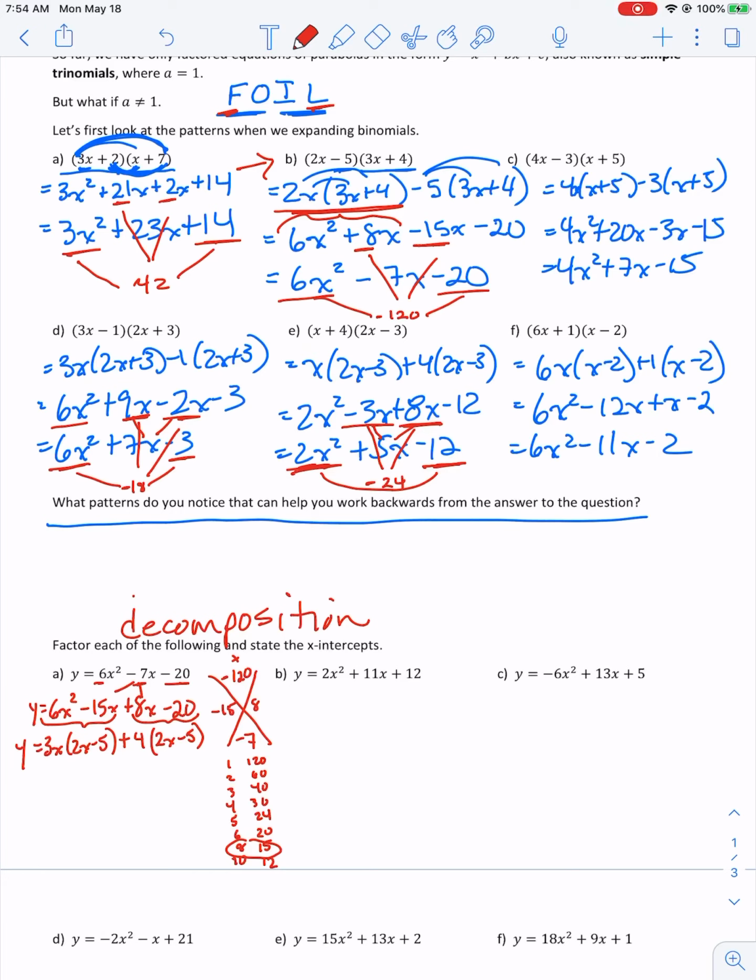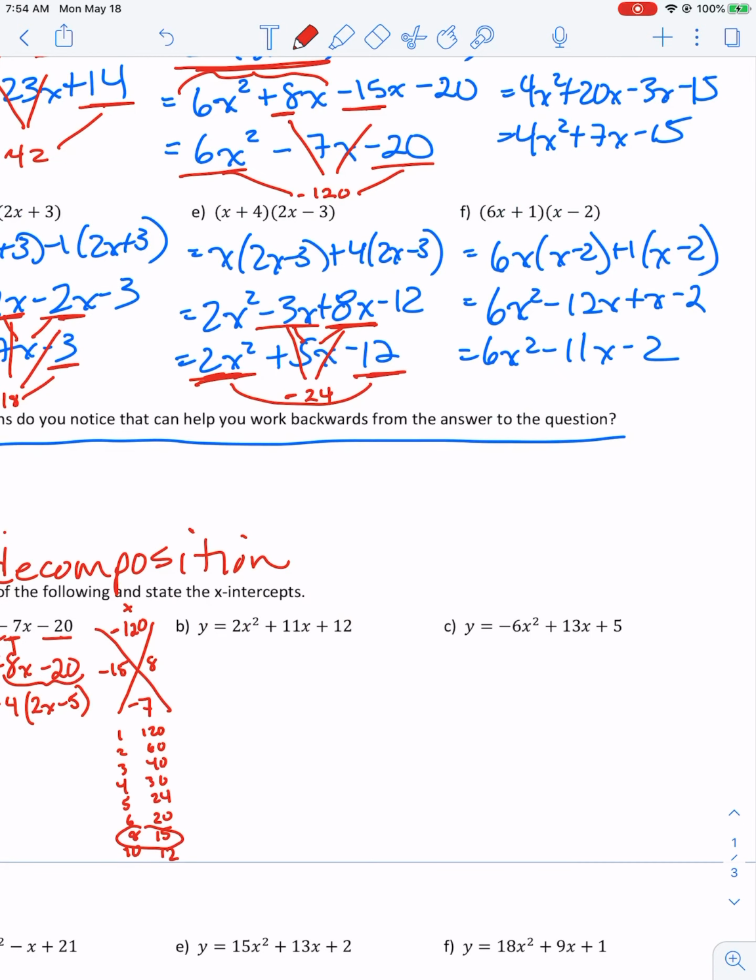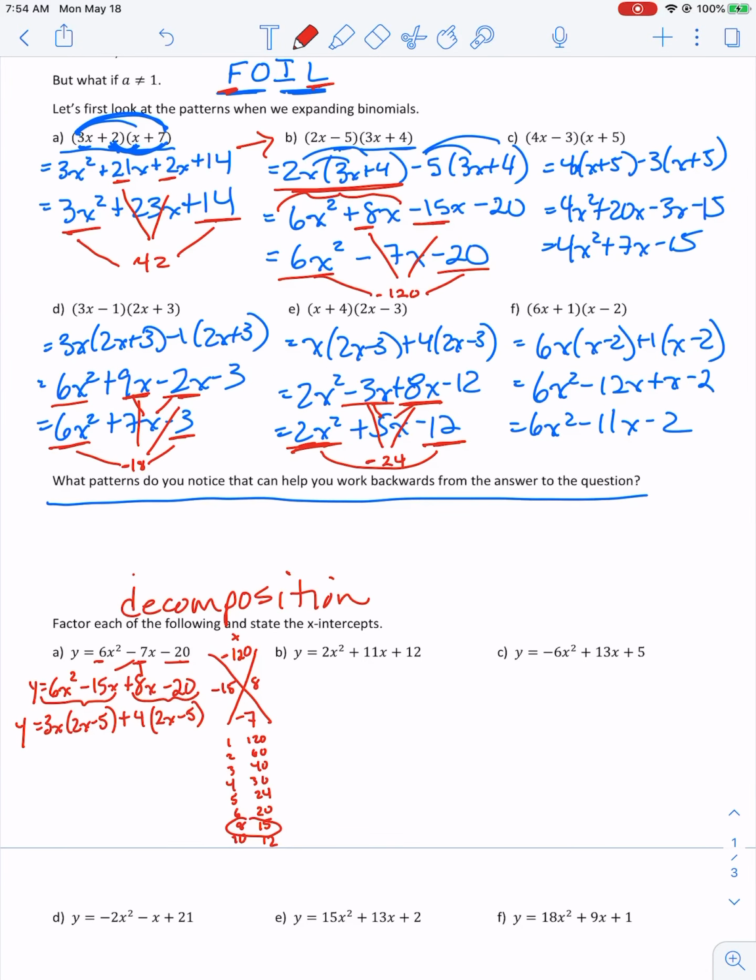And notice, because of the way that I have my minus 15x and my 8x, I have a slightly different answer than what I had up in the other question. This had 3x plus 4 in the brackets, but this one doesn't. This one has 2x minus 5, but that doesn't mean we've done anything wrong. And how we know we've done it right is that these two brackets are the same. Had I put my 8x first and then my minus 15x, then I would have gotten what I got up here for this part B question.